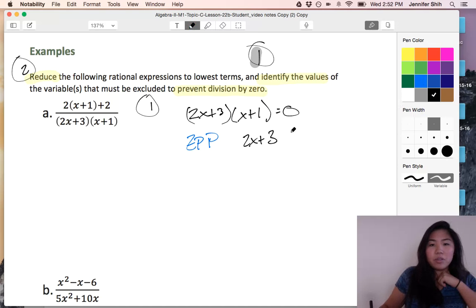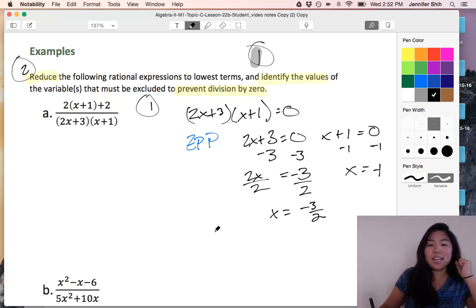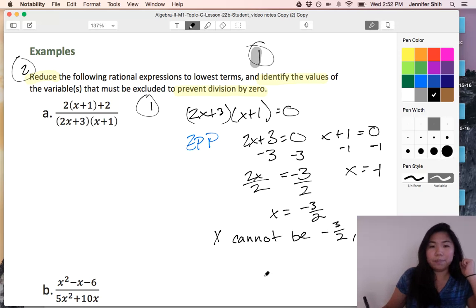So I have 2x plus 3 is equal to 0, and x plus 1 is equal to 0. Again, use my good Algebra 1 skills to isolate x, and I'm left with x is equal to negative 3 over 2. And on the side, I can just do this in 2 steps, and I'm going to have x is equal to negative 1. That means x cannot be equal to negative 3 halves or negative 1.